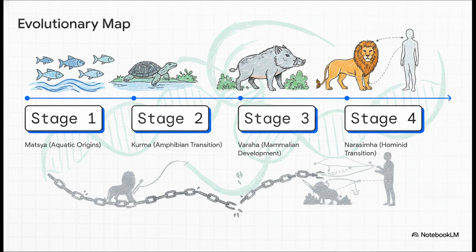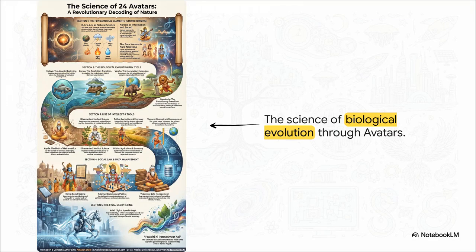The author argues this entire genetic map was stolen and rebranded as mythology. This entire evolutionary journey across 24 distinct avatars ultimately leads up to the final phase, Kalki. But in Nayak's decoding, Kalki is not a physical warrior riding a horse.